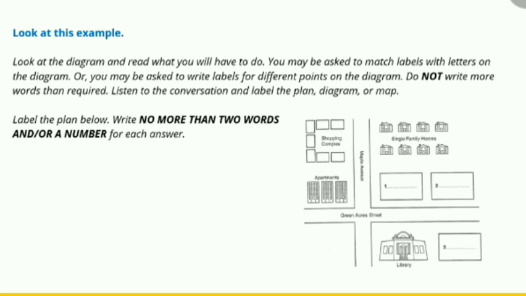And for example, here you have a map and you see how we have a shopping complex, apartments, Maple Avenue, Green Acre Street, library, and we have 1, 2, 3. So you see gap fills that you have to fill out. And all these words are not here without a purpose. Keep that in mind. And then you need to read them.